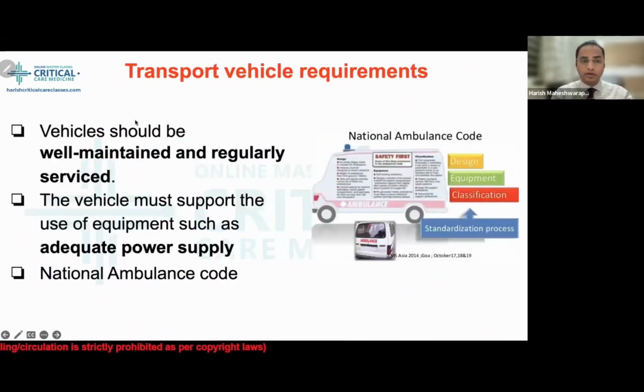Transport vehicle requirements: the vehicle should be well maintained and regularly serviced. The vehicle must support the use of equipment, such as adequate power supply. You should have a battery backup in the vehicle which you are using for the transferring purpose. It should satisfy the prerequisite criteria described by the national ambulance code in terms of design and equipment. So it is a standardized process which is involved when we choose a particular transport vehicle.